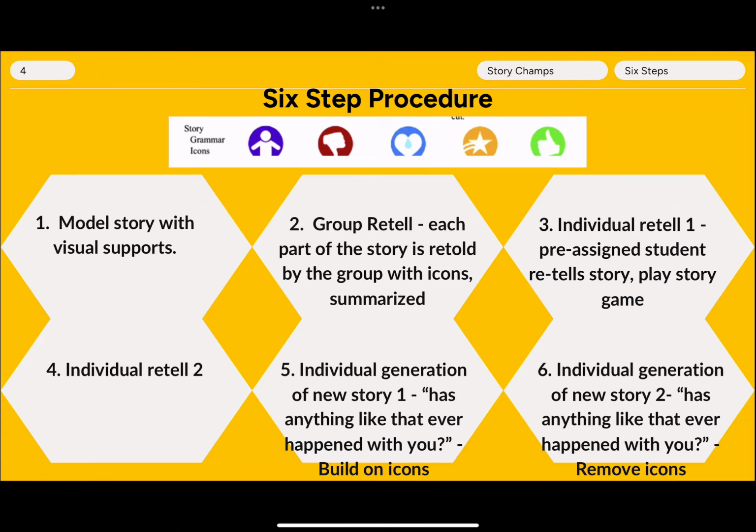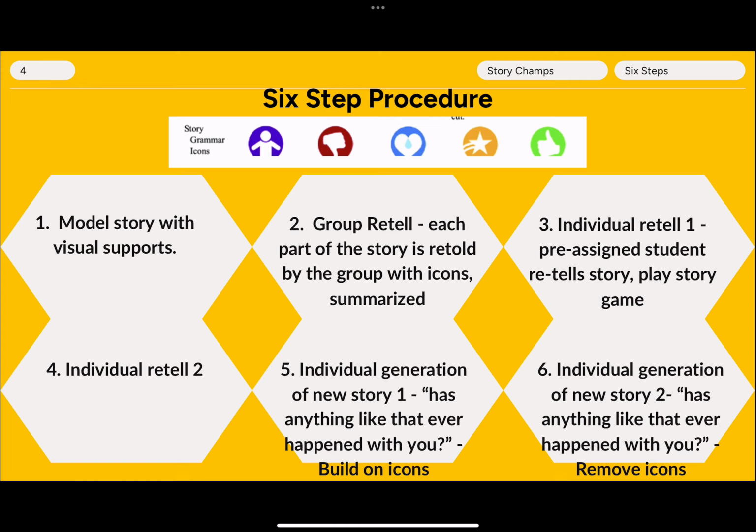I've outlined the standard procedure step by step that most people use, but as I will touch on a little bit in the next few slides, you can modify it depending on the kid, but this is just the standard. So the first thing you do is model the story with the visual supports. The second thing you'll do is have a group retell. Each part of the story is retold by the group with the icons. So you'll go to each kid and have them retell it, have them have their icon.